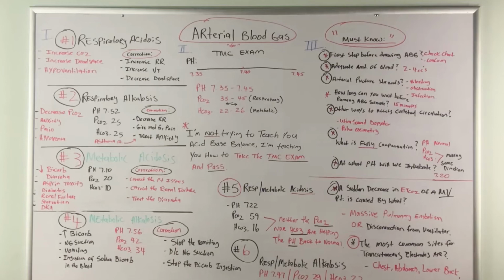7.20. A sudden decrease in the end-tidal CO2 of a mechanically ventilated patient is caused by what? Massive pulmonary embolism, or the patient could be disconnected from the ventilator. The most common sites for transcutaneous electrodes are where? The chest, the abdomen, and the lower back.